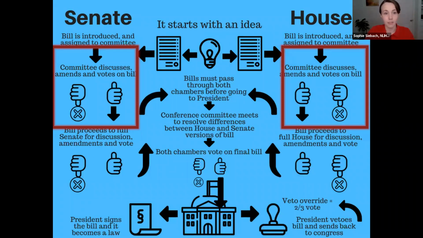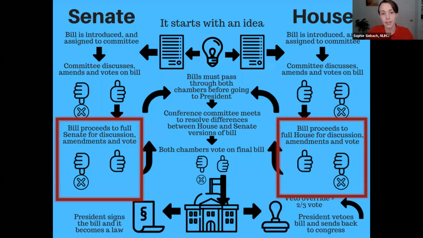Bills can also die after passing out of committee if the House or Senate leadership never schedules them for a floor vote. The Speaker of the House is Nancy Pelosi, and the Senate Majority Leader is Chuck Schumer. When a bill goes to the floor, members of Congress can speak for or against the proposed bill before the final vote. In the House, the Rules Committee determines how much time people can debate the bill, if amendments can be passed, and other things like that. For a bill to pass in the House, it requires a simple majority.